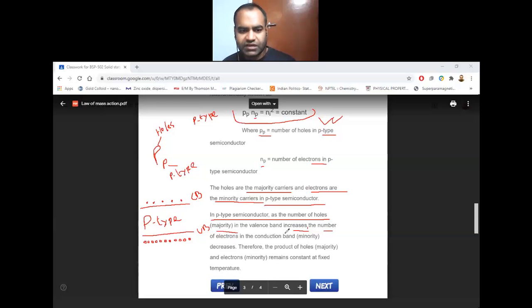In n-type we have more electrons in the conduction band and fewer holes in the valence band. In the p-type we have more holes in the valence band and a smaller number of electrons in the conduction band. I hope you have understood the differences between p-type and n-type semiconductors.